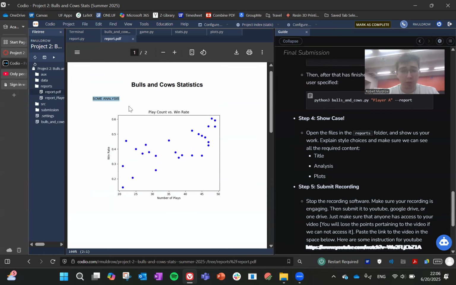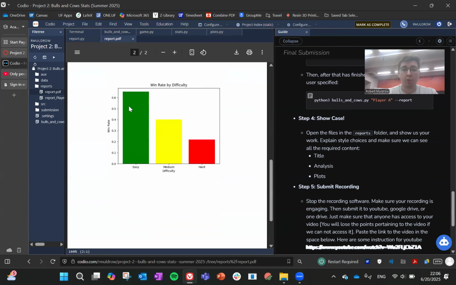In addition to the scatter plot that displays the play count versus win rate for each player, you also have the collective aggregate win rate versus difficulty. This is not necessarily player specific, it's just for each of the difficulty categories. As you can see, it's color coordinated as requested.